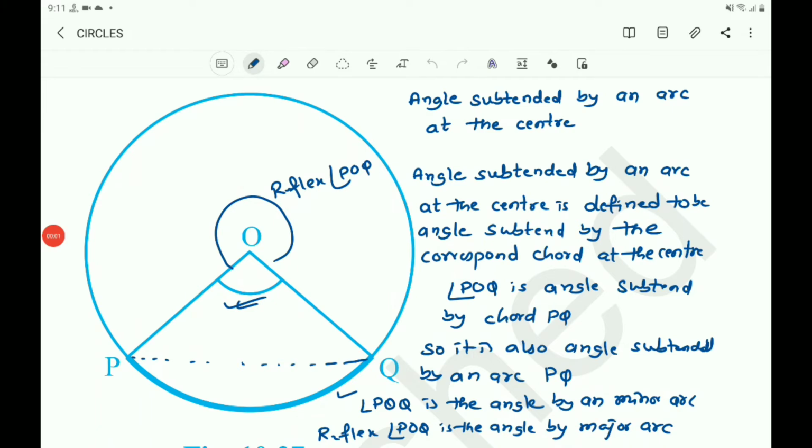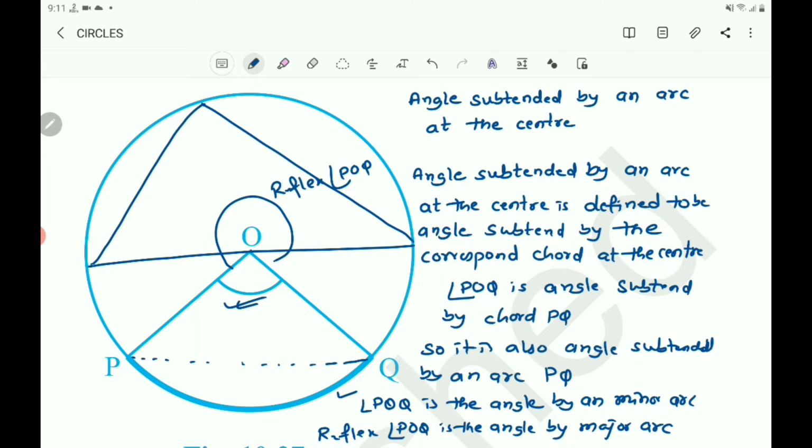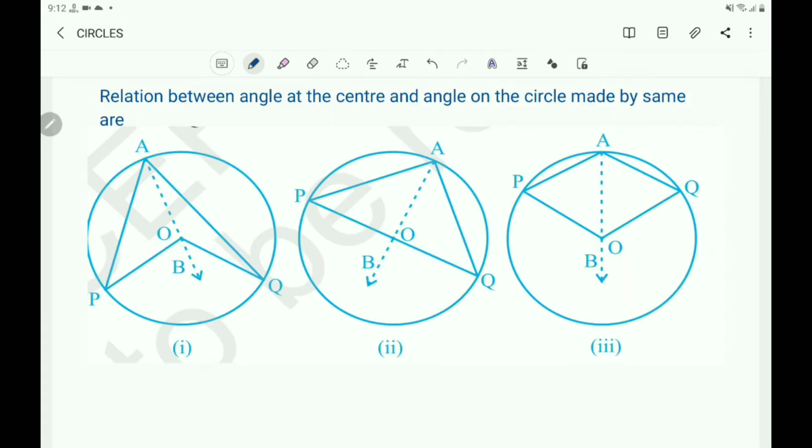And also we can say that congruent arcs or equal arcs of a circle subtend equal angles at the center. If the chord is a diameter, it subtends equal angle at a point on the circle. The angles subtended by the equal arcs are equal. That is also one of the main properties here.